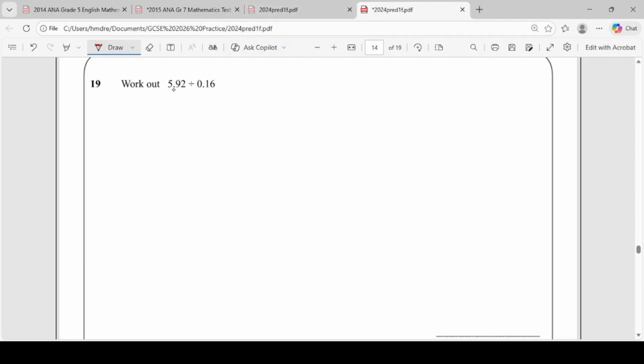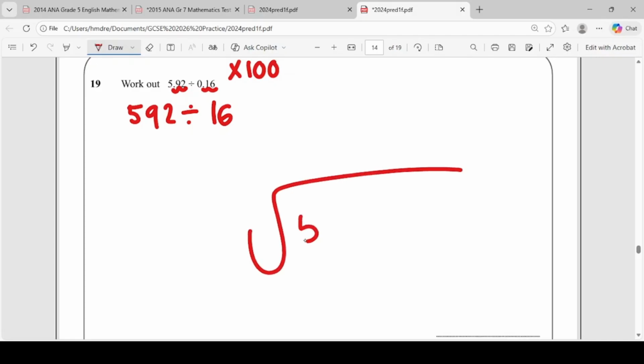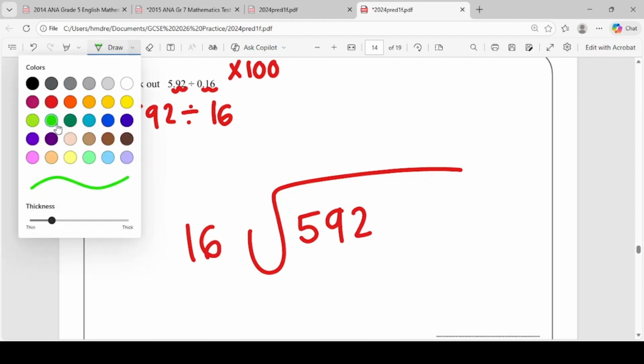So if I multiply this one by 100, I'm going to get 592. If I multiply this one by 100, I'm going to get 16. And I can work this out instead, and I will get the same answer. So that is what they are testing here. So in this case, I multiplied both of these numbers by 100, and then I do division because it's much easier that way. Okay, so 592 divided by 16. Let's work this one out now.